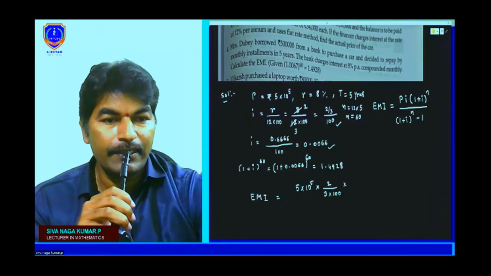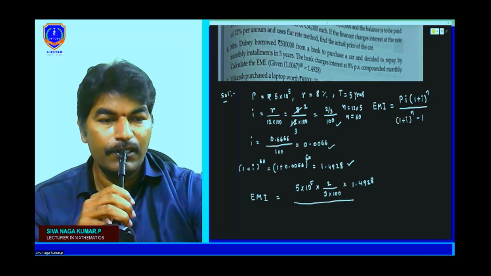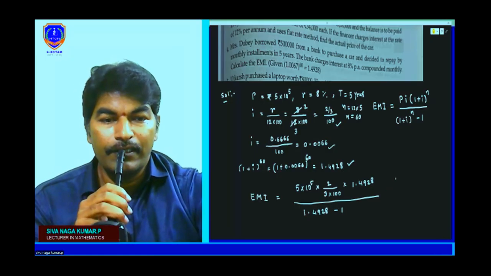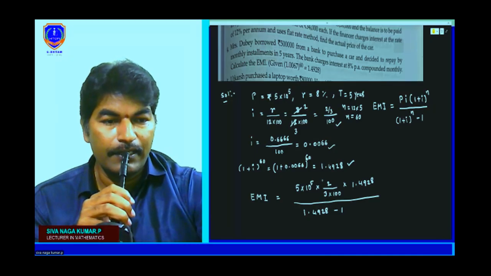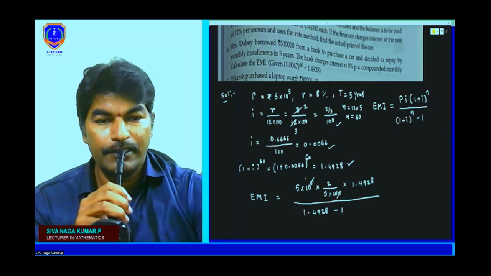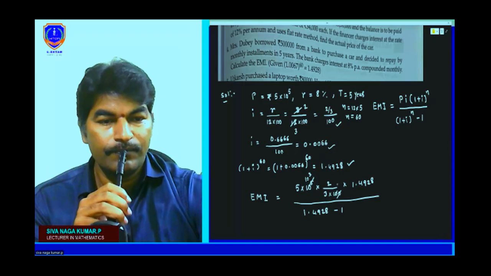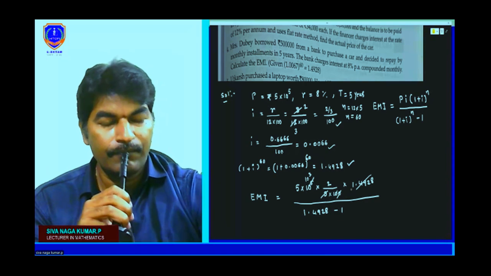And also 1 plus i whole power n, this value is ready to substitute: 1.4928. Understood? So whole divided by 1 plus i means 1.4928 and then minus 1. Everything is ready to go. Now calculate. It is possible to do the calculations. 10 power 5 and 2 zeros got cancelled. 3 zeros left, so write down 3 zeros here. And also try to calculate this 3 and this number.